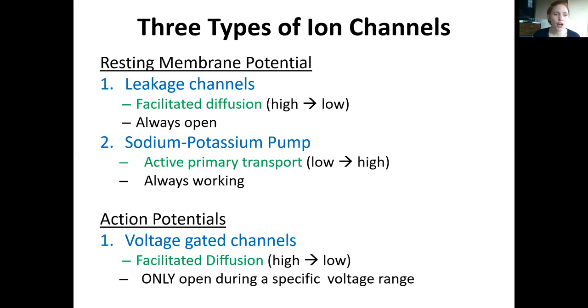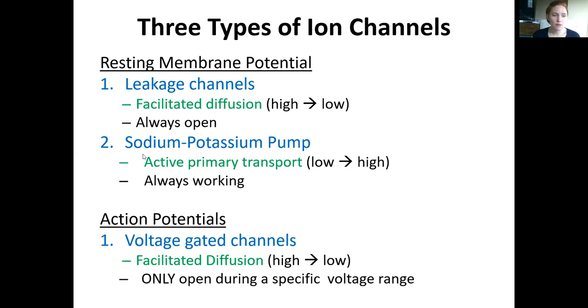The first type of ion channel is leakage channels, and we have both sodium leakage channels and potassium leakage channels. Those are a type of facilitated diffusion that allow the molecule, the sodium or the potassium, to move from a high concentration to a low concentration. They're called leakage channels because they always remain open. So they allow a constant leakage of potassium out and a little bit of leakage of sodium in.